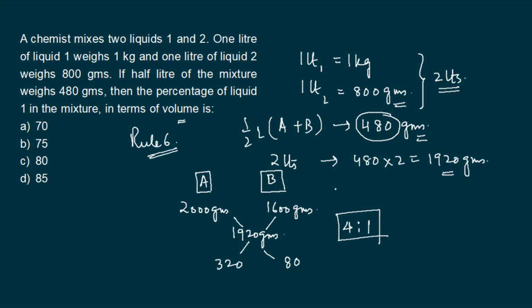How much is liquid A in the mixture? 4 by 5 as proportion, that is 80%. Option C fits in.